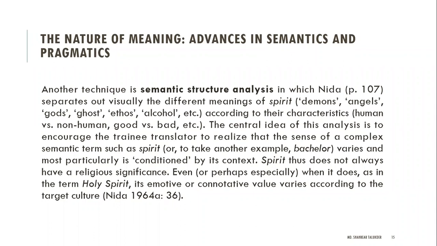So it says the different meanings according to their characteristics, like human versus non-human, good versus bad. So how can we define it? For example, when I say spirit means demons, that is bad. When I say spirit means angels, that is good. So the good versus bad, right?